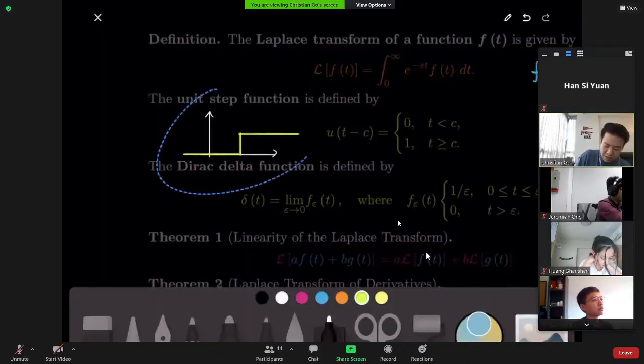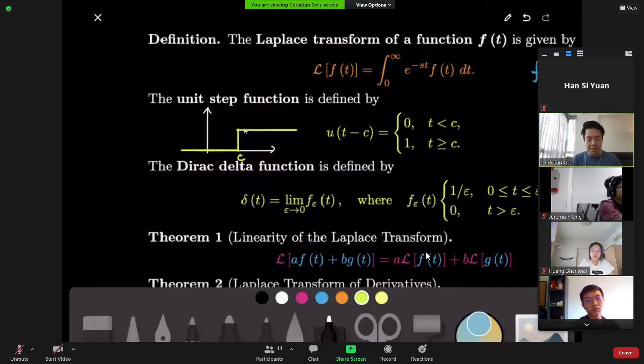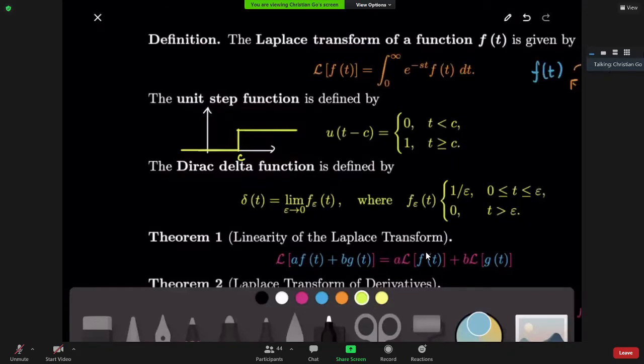Time c. Oops, maybe I shouldn't put that there. We should put the c below. Okay, so it's a function that's zero everywhere, and then one from time value of t equals c onwards.